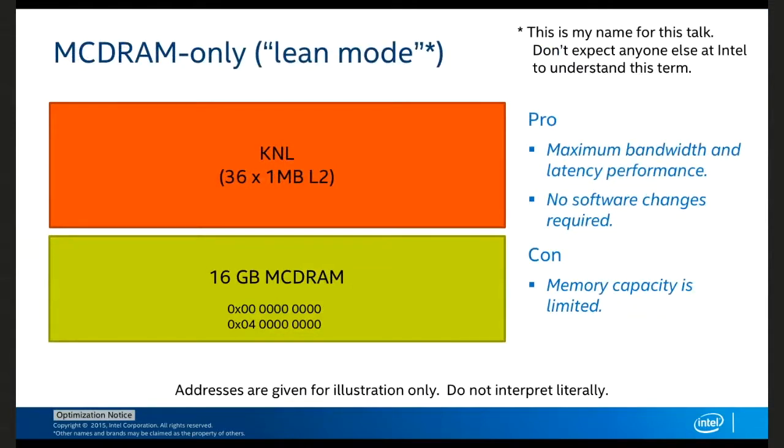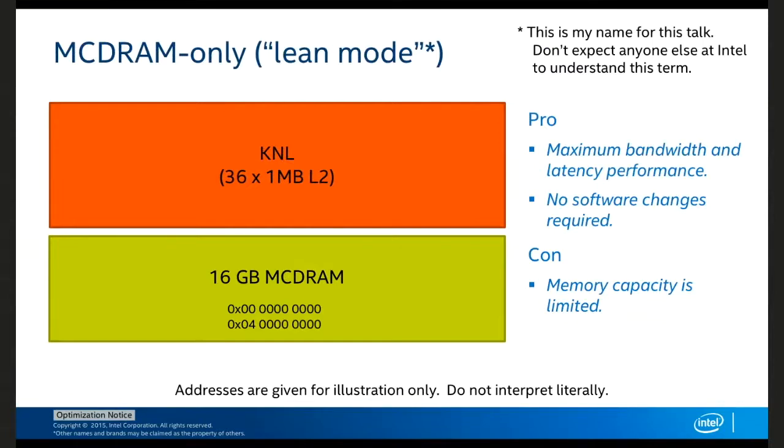MCDRAM. This is what I personally just called lean mode. It's not an official name, it's just a name I use. Lean mode just means you have a workload that fits in MCDRAM, and you ignore the DDR, and you map your application into MCDRAM using numactl, where numactl -m 0 puts it in DDR, and 1 puts it in MCDRAM. So this is just flat mode, but you ignore the DDR.